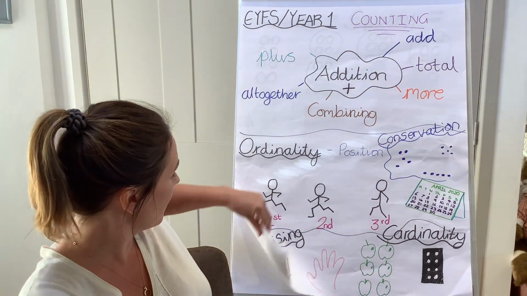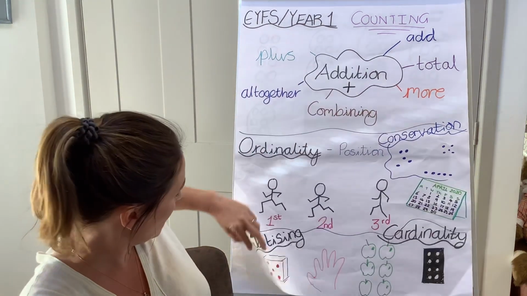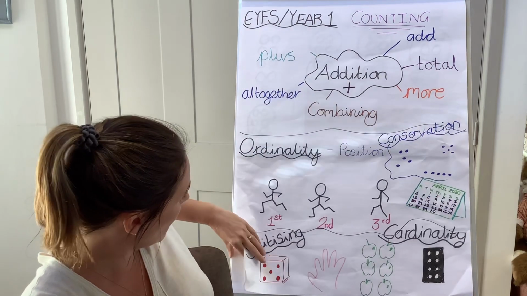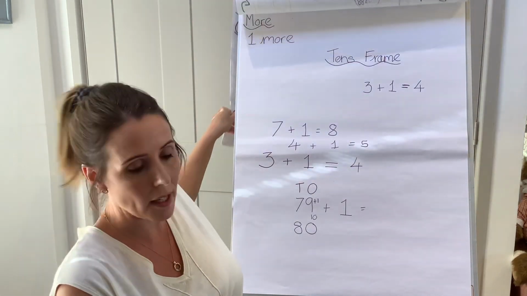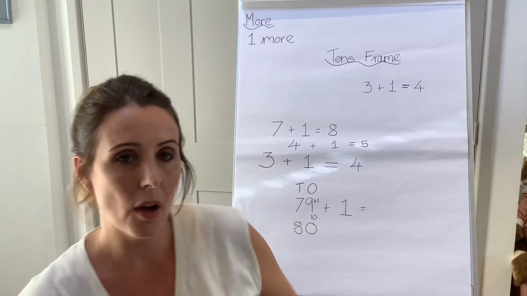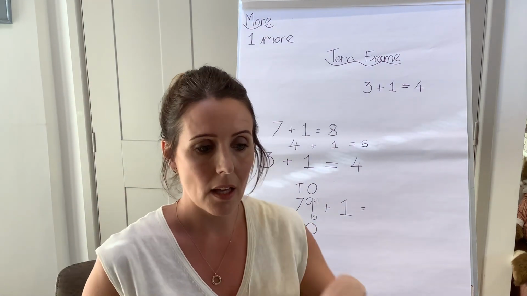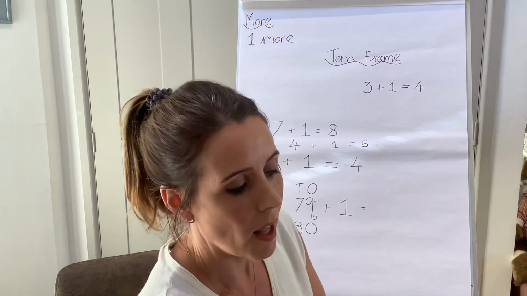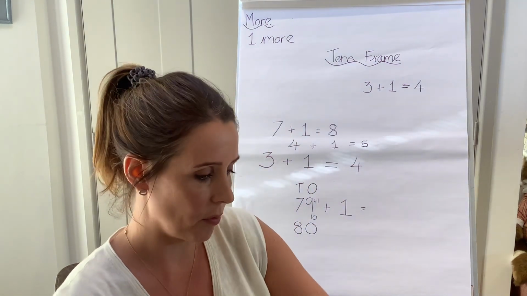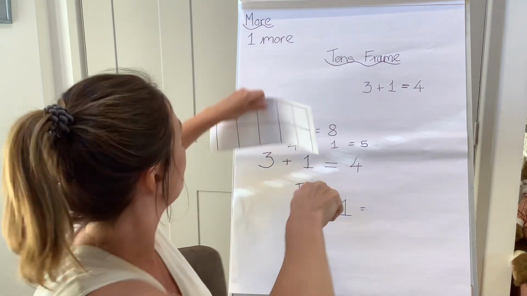Okay, so the first one we're going to look at is finding one more. Now, in the activity section, there are some activities looking at finding one more, and they go from A, B to C, so they get progressively more challenging. So have a go at those. You can use the tens frame to find one more.